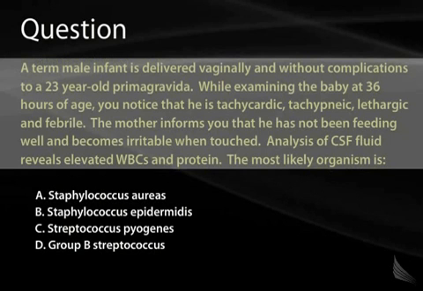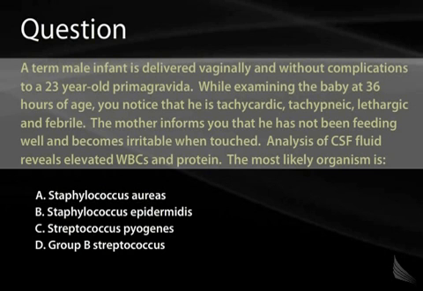Next question. A term male infant is delivered vaginally and without complications to a 23-year-old primigravida. While examining the baby at 36 hours of age, you notice that he's tachycardic, tachypneic, lethargic, and febrile. The mother informs you that he has not been feeding well and becomes irritable when touched. Analysis of CSF reveals elevated white blood cells and protein. The most likely organism is?